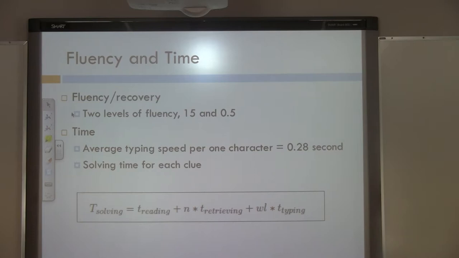Other parameters are the fluencies and time. For the fluencies, or recoveries from the previous models, we have two levels of fluencies in this model, 15s and 0.5s. And for the time parameters, we use the average typing speed per character, which is equal to 0.28 seconds in this study, in this model simulation.